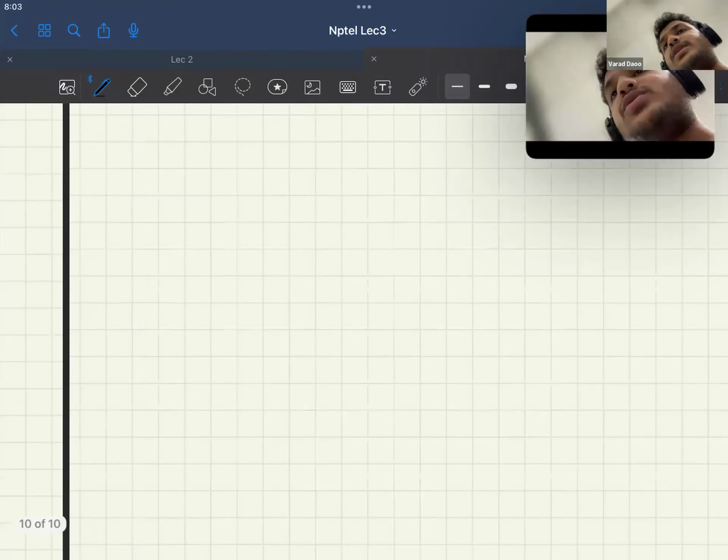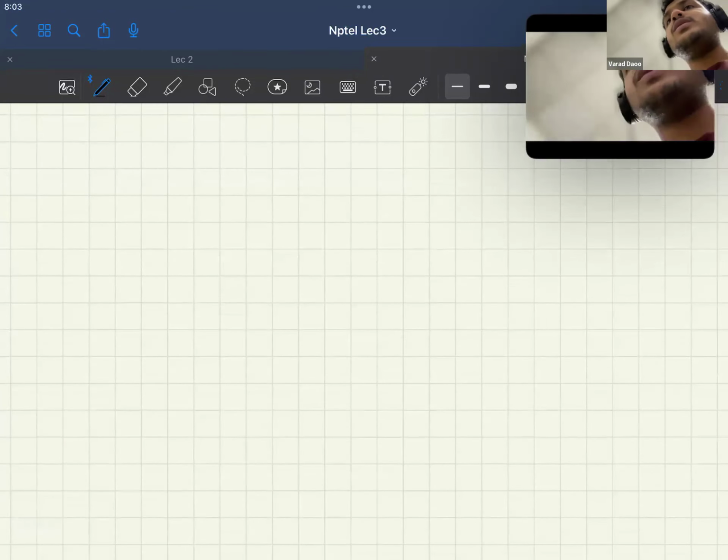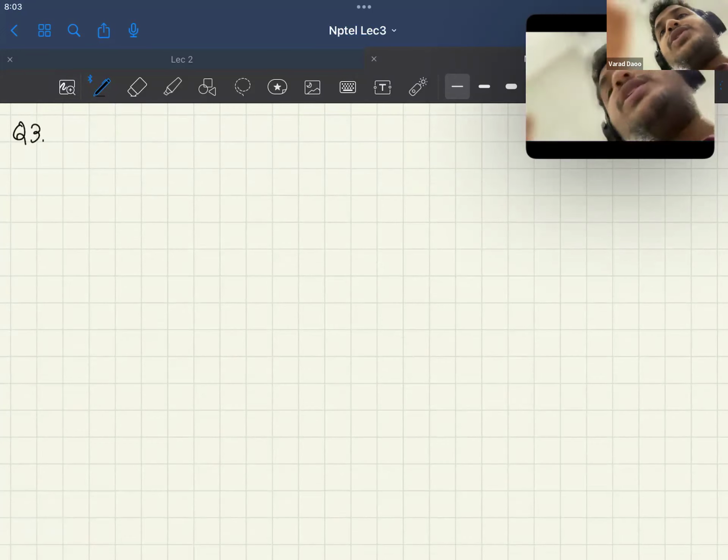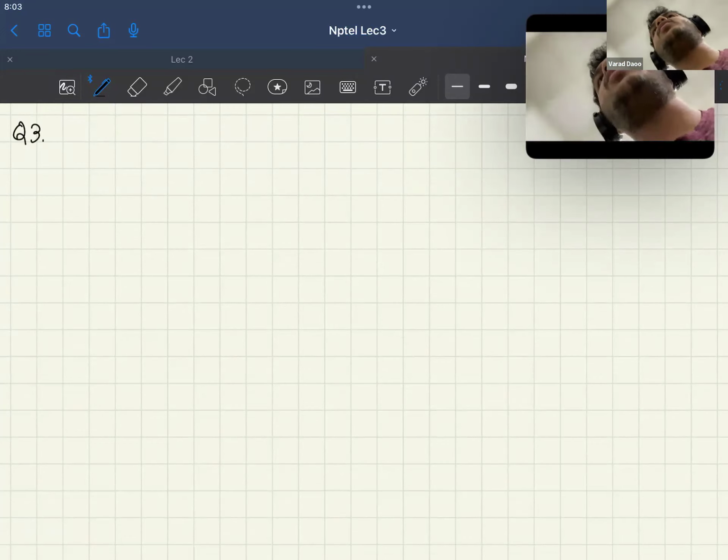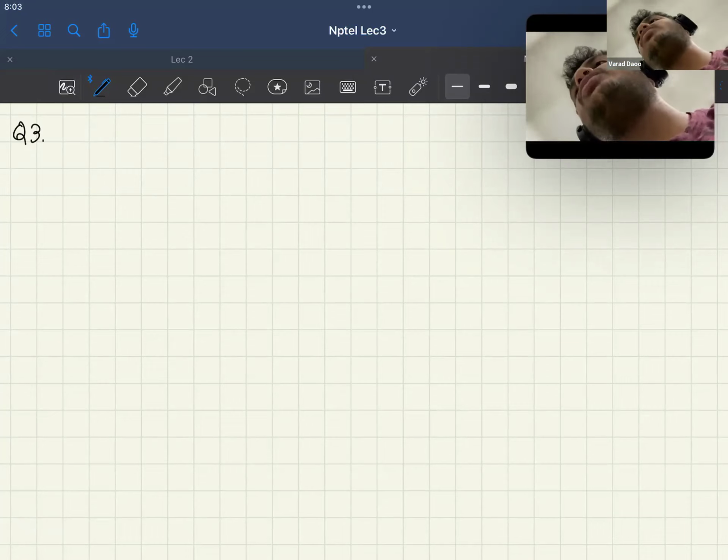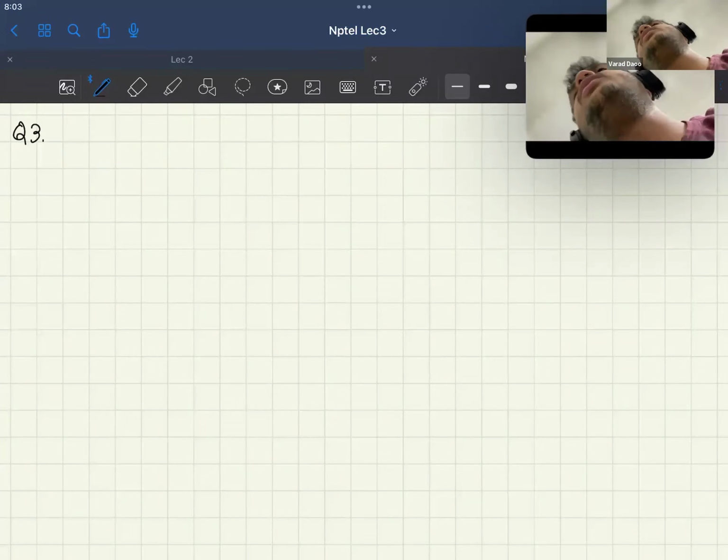The next question, that is question three. Now, question three is a very conceptual question, and it is all about a particular distribution which is majorly followed by all the natural phenomena. You take any phenomena.